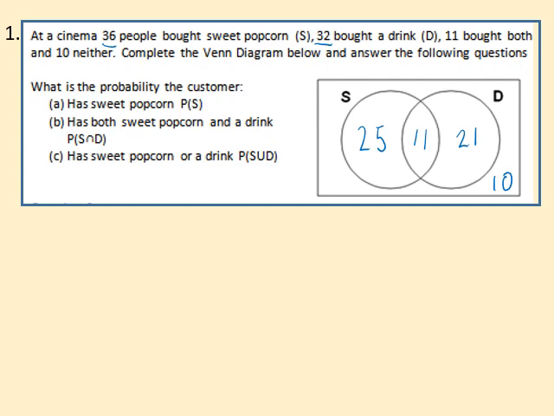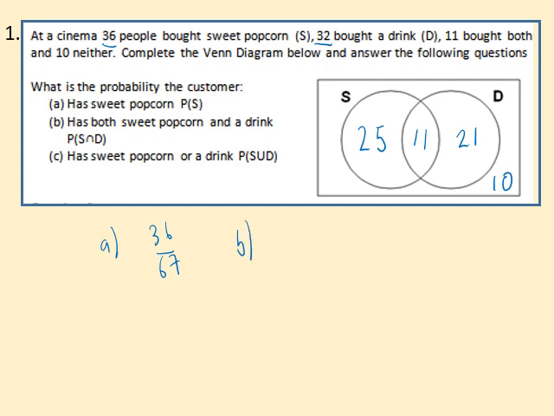So that's really important. You can see we haven't put that 36 or that 32 anywhere in this Venn diagram because of that 11 that is in the middle. So now on the probability of getting sweet popcorn, we need to add all of the numbers we've got here together. So 25 and 11 is 36. Add another 21 is 57. Add another 10 is going to be 67. So for A, we're going to be 36 out of 67.